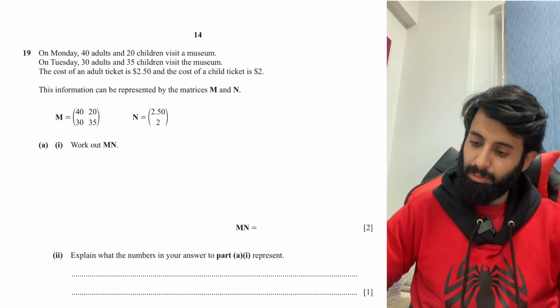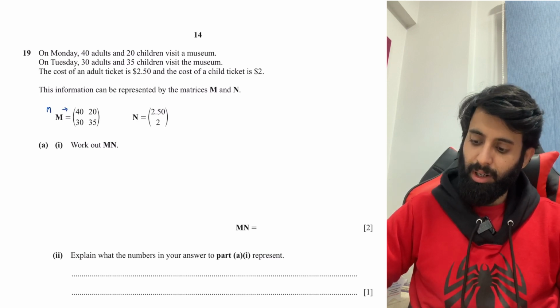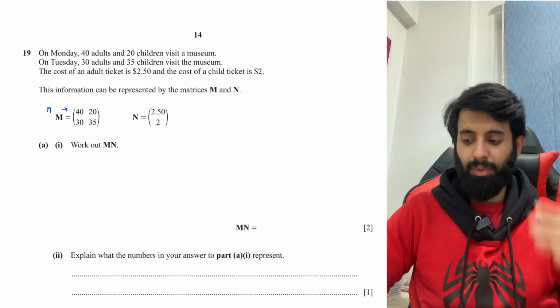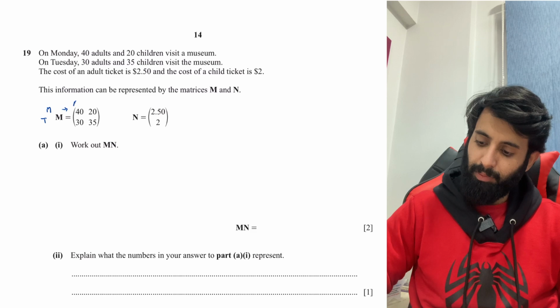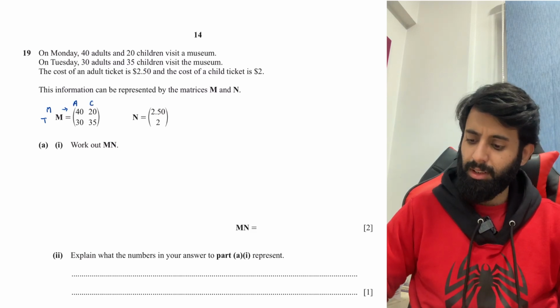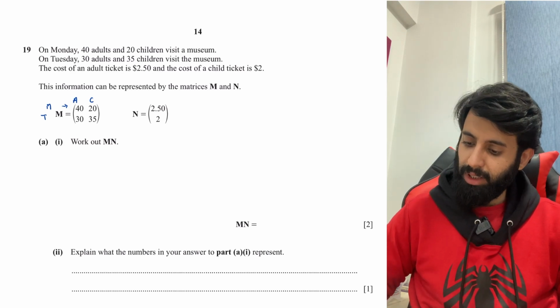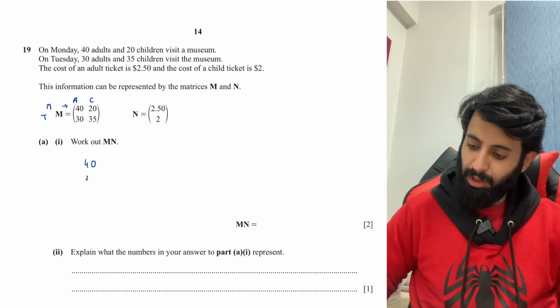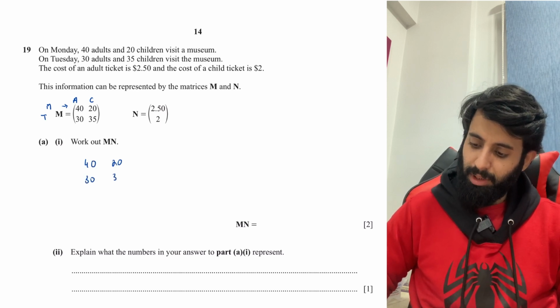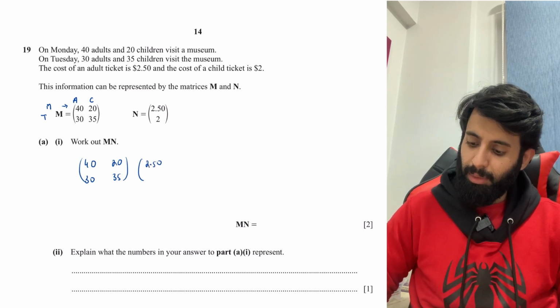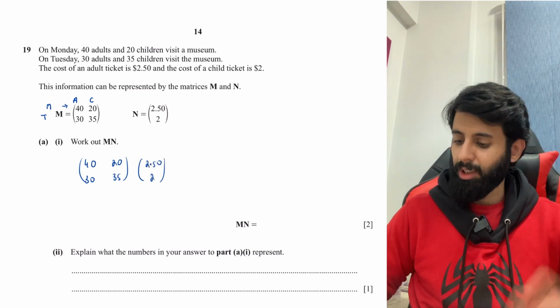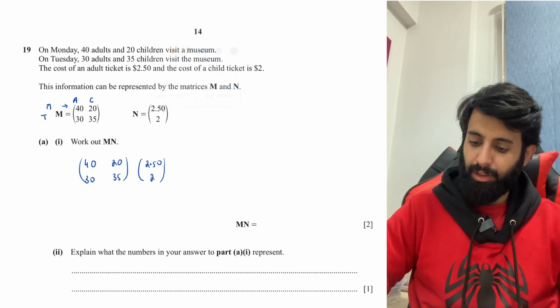So basically over here what you're looking at is Monday. Row-wise we have the days, Monday and Tuesday, and column-wise we have the category, you can say adults and children. Then it says work out MN, so we can do that. That basically means multiplying the two matrices and giving the final answer. Whenever you're multiplying matrices, I have a detailed playlist on matrices. Look for it and have a look at it.